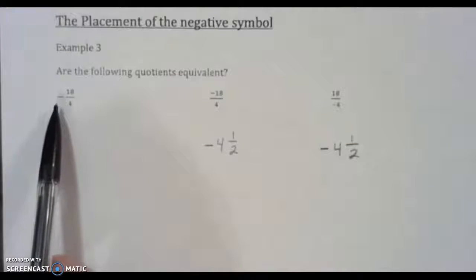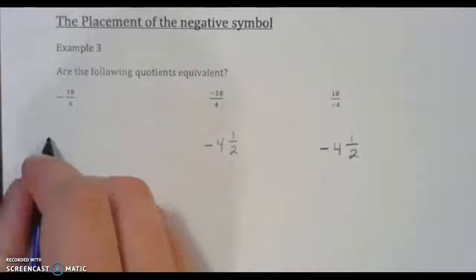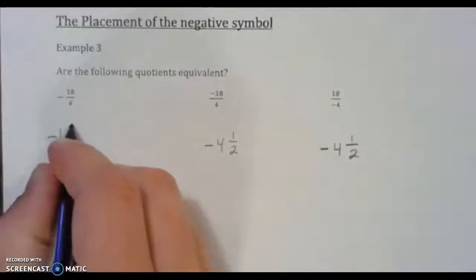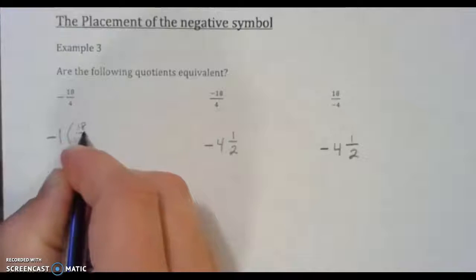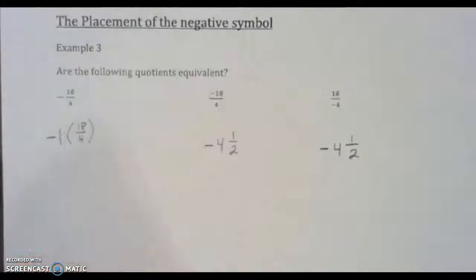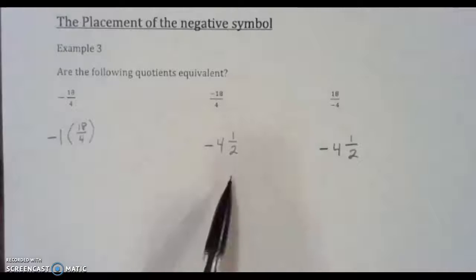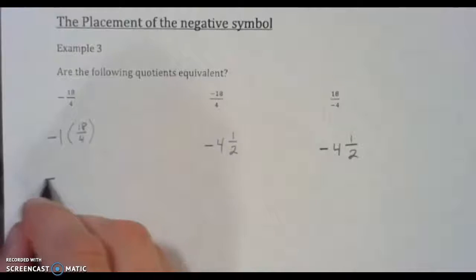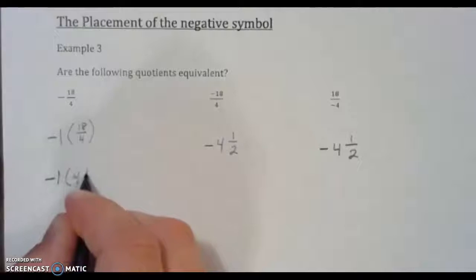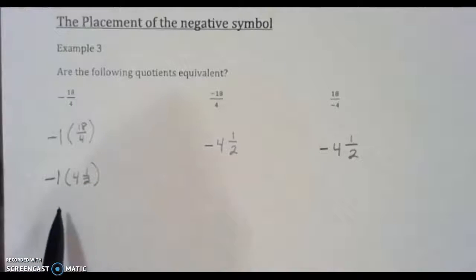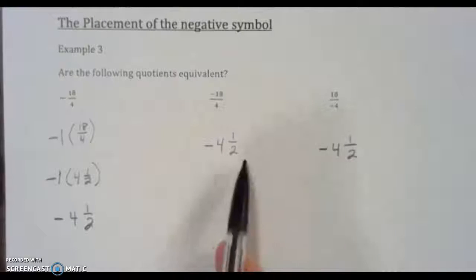When the negative symbol is out front, that represents the number -1. This is the number -1 multiplying 18/4, or 18 divided by 4. If I do that division, I know right here that 18 divided by 4 is going to give me that 4.5. So this is really the same as -1 times 4.5. And when I do that multiplication, a negative times a positive is negative, and 1 times 4.5 is 4.5. And so we can see here, all three of these really are the same value.